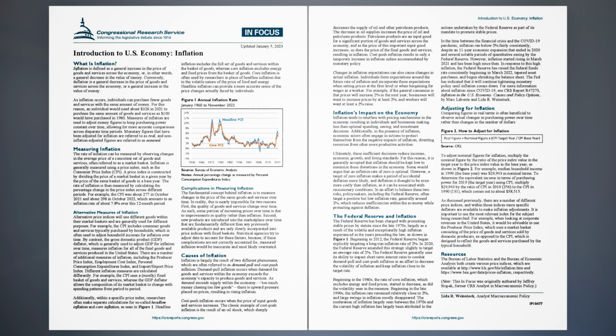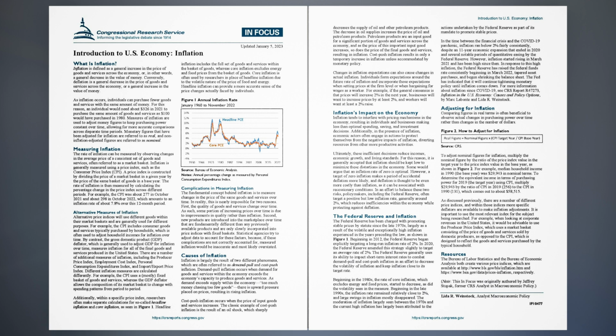Cost push inflation occurs when the price of input goods and services increases. The classic example of cost push inflation is the result of an oil shock, which sharply decreases the supply of oil and other petroleum products. The decrease in oil supplies increases the price of oil and petroleum products. Petroleum products are an input good for a significant portion of goods and services across the economy, and as the price of this important input good increases, so does the price of the final goods and services, resulting in inflation. Cost-push inflation results in only a temporary increase in inflation unless accommodated by monetary policy.